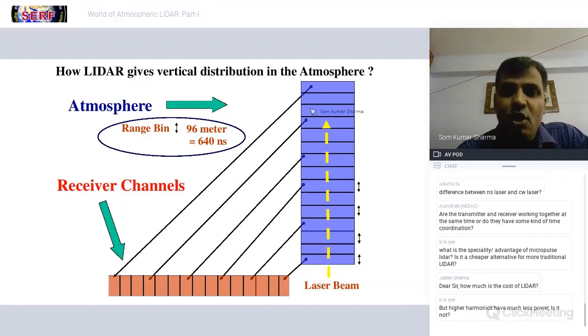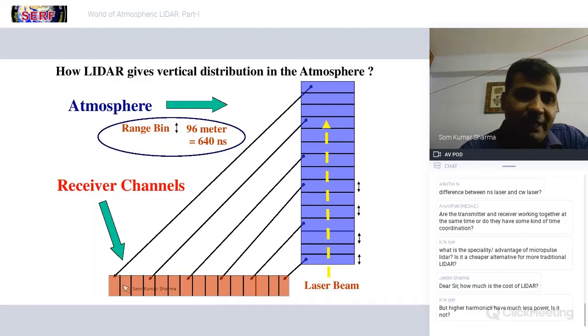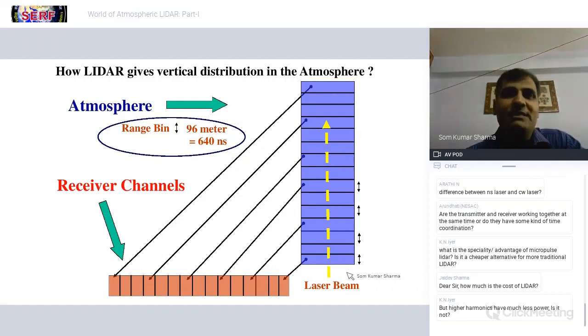When one pulse goes, the signal is collected here in different buckets. When the second pulse goes, again the signal is collected. Then the third pulse goes, because it is a pulsed laser. Similarly, suppose the laser is operating at 10 hertz, the laser frequency is 10 hertz, so you are pumping 10 pulses per second.